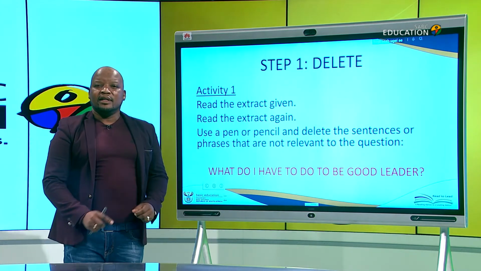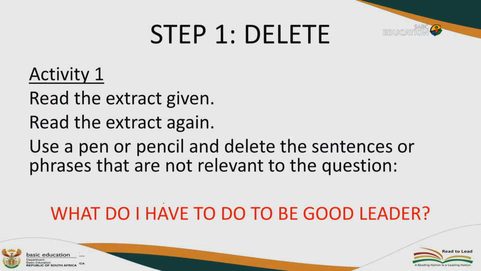Step 1, delete. Activity 1, let's look at it. It says, read the extract given. Remember, in the first slide, we say you must read the extract more than once. That's why we have it twice here. You read, that is the first reading, then comes the second reading. As you read, use a pen or a pencil and delete the sentences or the phrases that are not relevant to the questions. Now the topic says, what do I have to do to be a good leader?